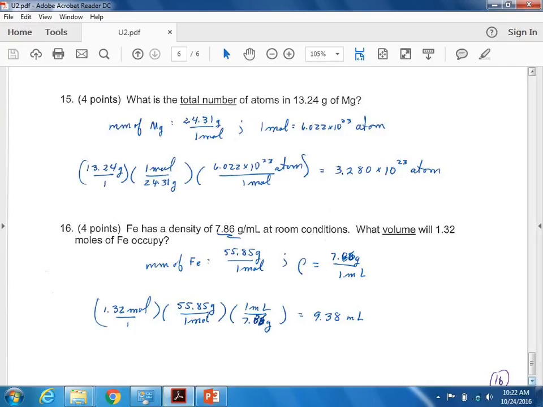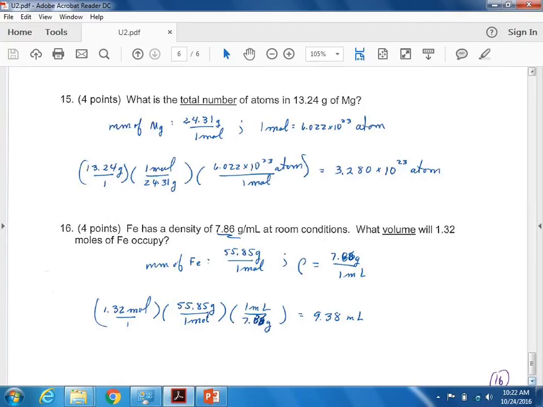So 7.86 grams per 1 milliliter, that's the density. We're dealing with iron, and the decimal number for iron is 55.85. That means 55.85 grams per 1 mole. And in this case, we were given moles and trying to get volume. So I always start with the number that's not the molar mass. So 1.32 moles.